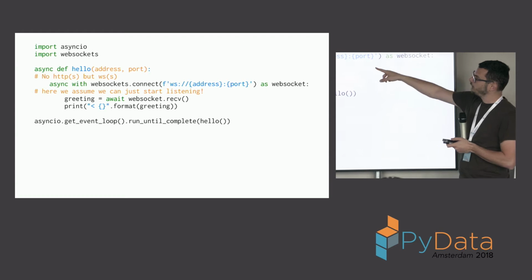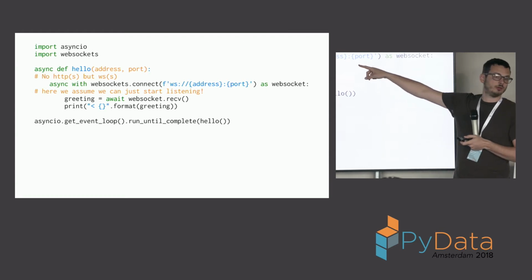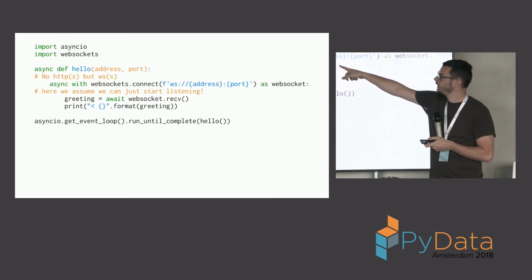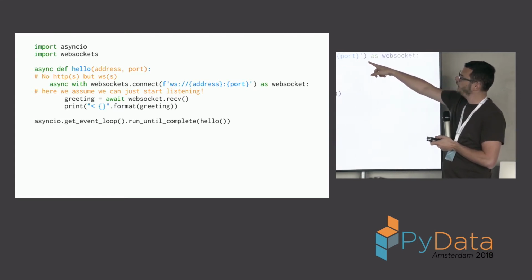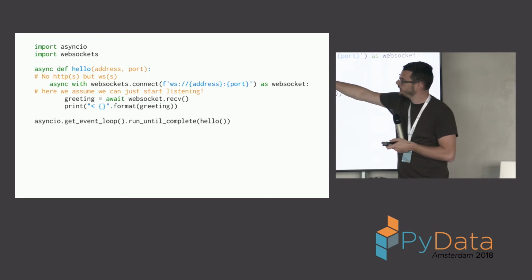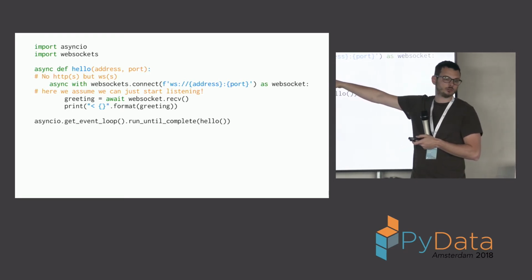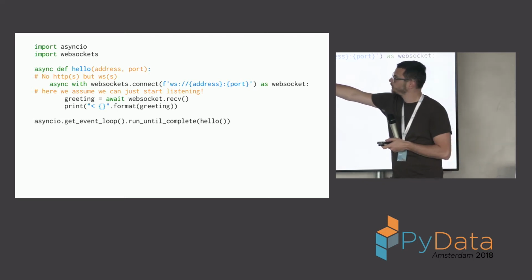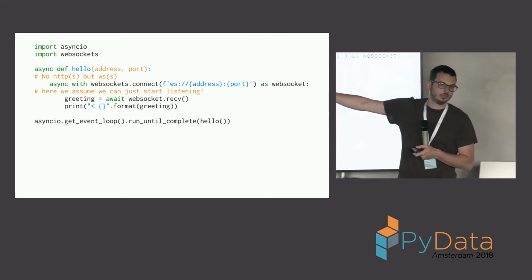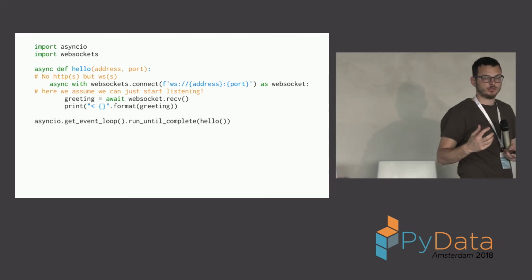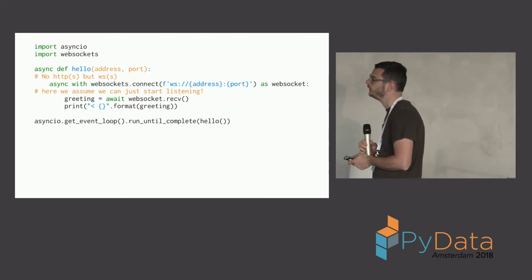Basically, instead of connecting with the HTTP protocol, we connect with the WebSocket protocol, and we have an address and a port. And we see here that I just wait for data coming from the server. So here I have WebSocket receive. Then I call greeting, and then I print my greeting. That's my function, and I can run it in my event loop here.